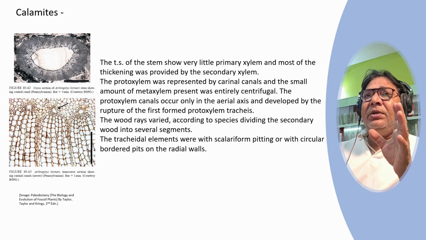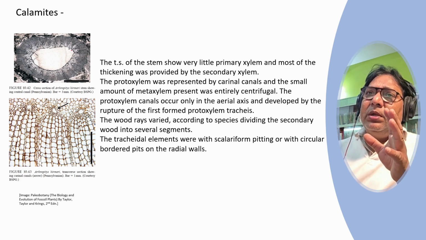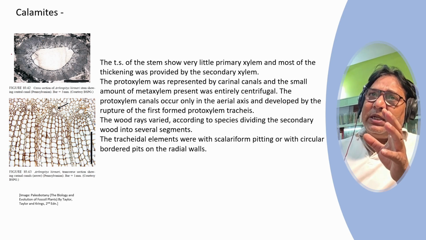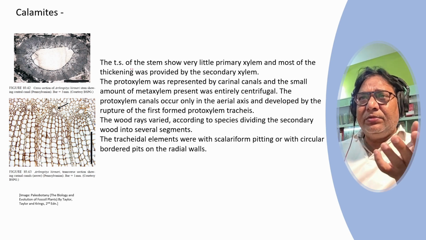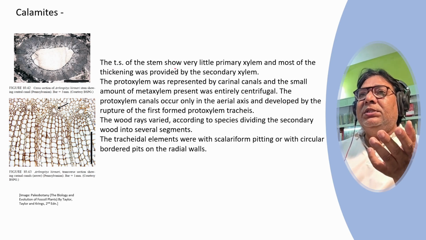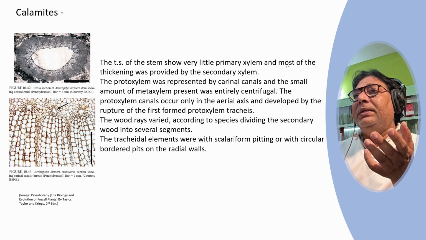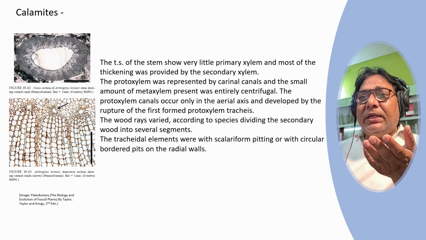This is the structure, and there is no pith; the pith is hollow. Whatever you see is the secondary wood. Outside that, the cortex must have been present, but it is not preserved. It is parenchymatous, so it usually disintegrates. So this is the TS. The TS of this stem shows very little primary xylem, and most of the thickening was provided by the secondary xylem. This is the secondary xylem, most of this.